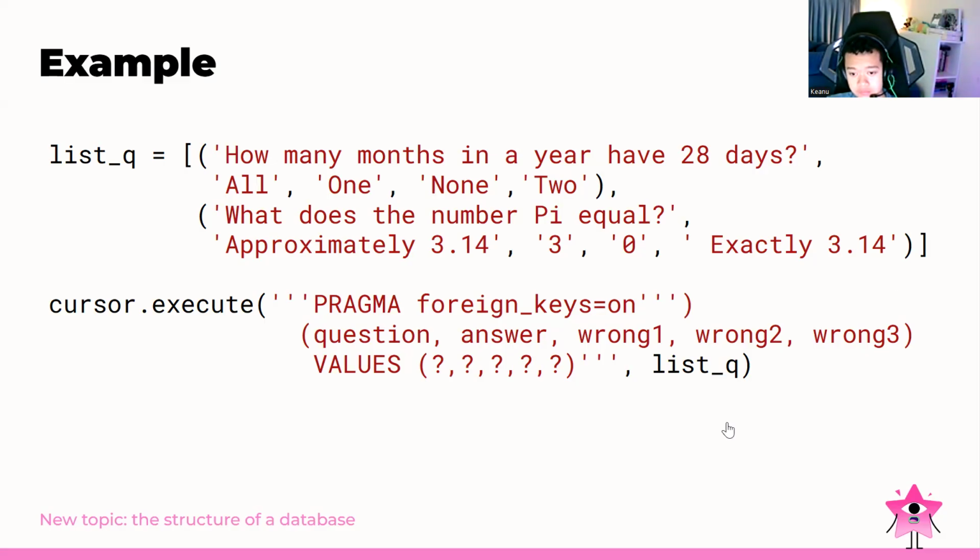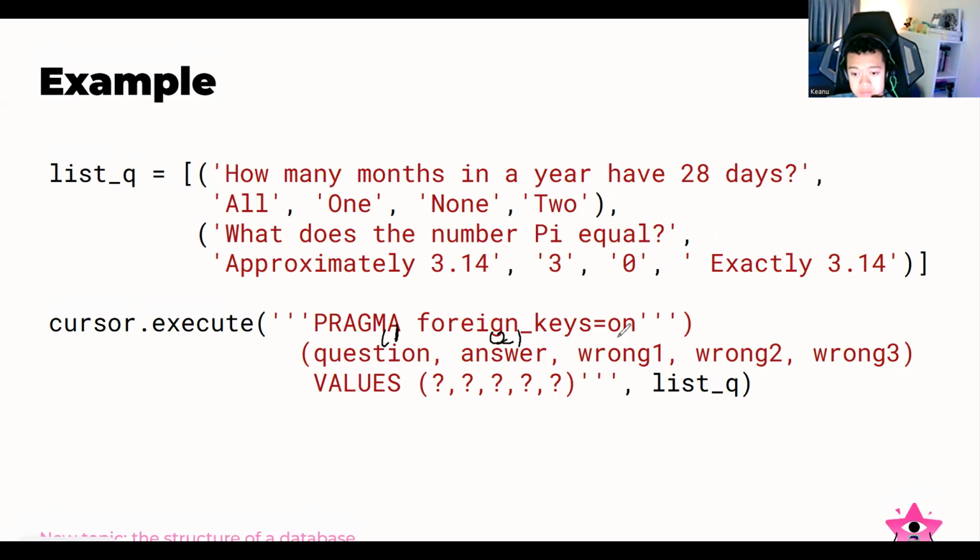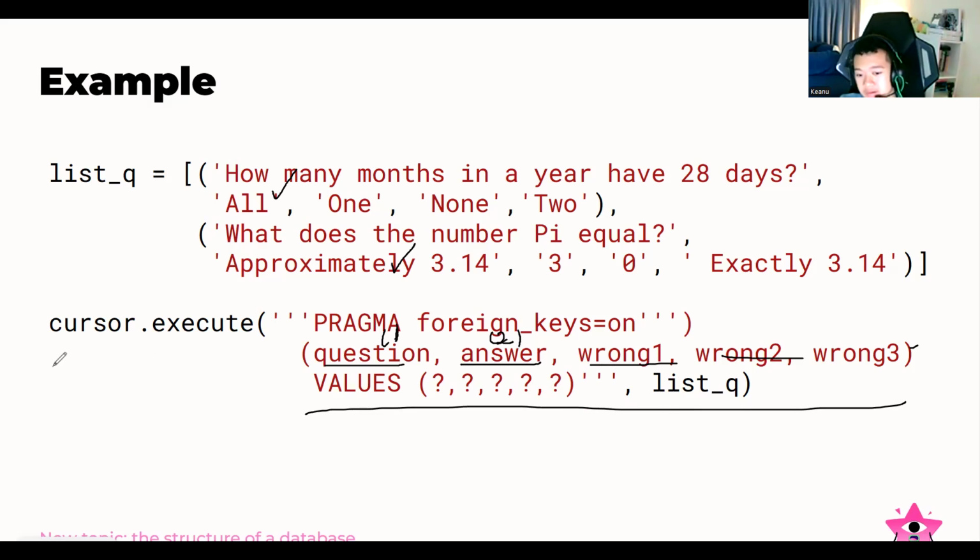And then for the cursor execute, we can go for the pragma again. That means we want to turn on the foreign keys. We set the questions: the first one will be the first of the sequence, and then the second will be the answer. The third and so on will be the incorrect ones. So basically for this one, the correct answer is this one, and for this one, the correct answer will be this one. Because as you can see, the sequence is question, answer, wrong one, wrong two, and wrong three, and then the values, that means for the output for this.